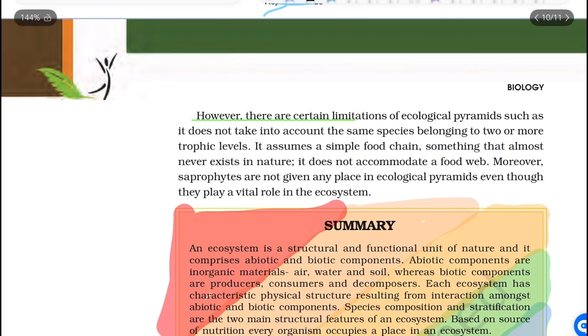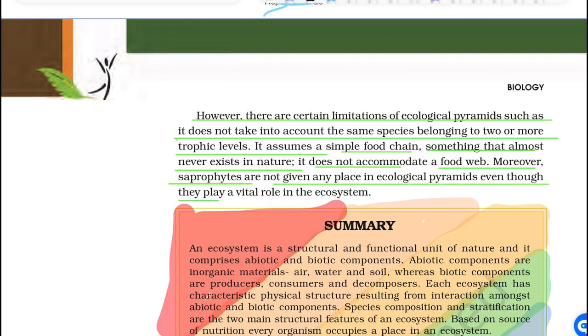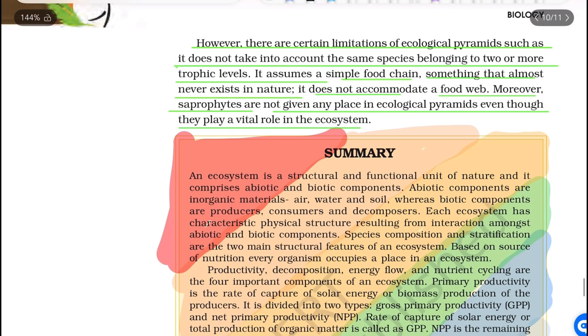However, there are certain limitations of ecological pyramids. It does not take into account the same species belonging to two or more trophic levels. It assumes a simple food chain, something that almost never exists in nature. It does not accommodate a food web. Moreover, saprophytes are not given any place in ecological pyramids, even though they play a vital role in the ecosystem.